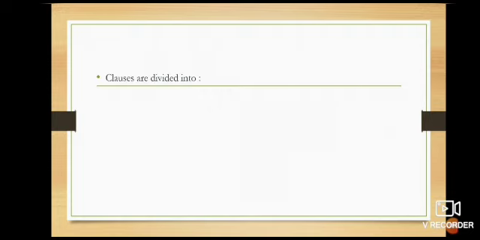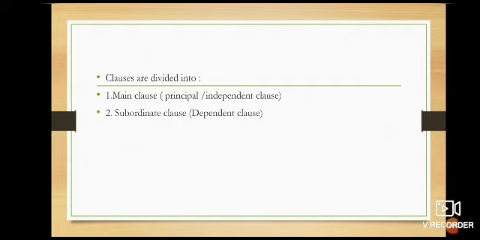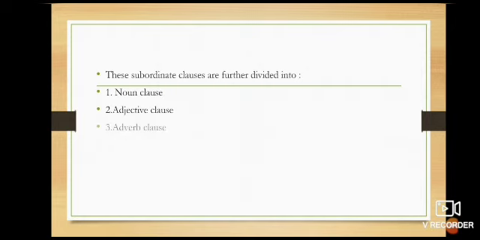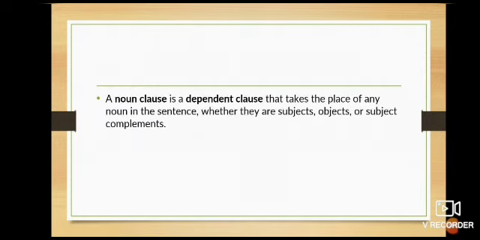Clauses are divided into two types: main clause, which is also called principal or independent clause, and subordinate clause, which is called dependent clause. Now, these subordinate clauses are further divided into noun clause, adjective clause, and adverb clause. So, children, let us learn what is a noun clause.